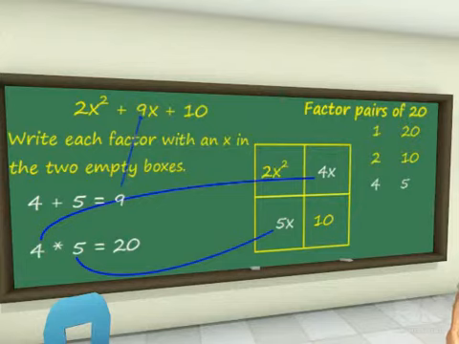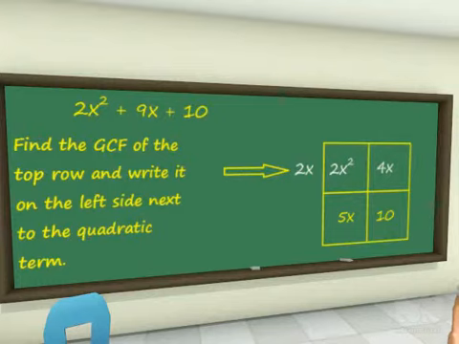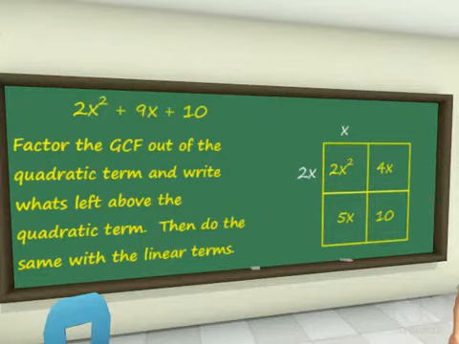Now we find the greatest common factor, the GCF, of the top row. In this case it is 2x. We factor the 2x out of the 2x squared and write the result above the top left square. In this case, when you factor out the 2x, you have x left, so we write x above the 2x squared term. Remember, factoring out the term just means to divide by the known factor.